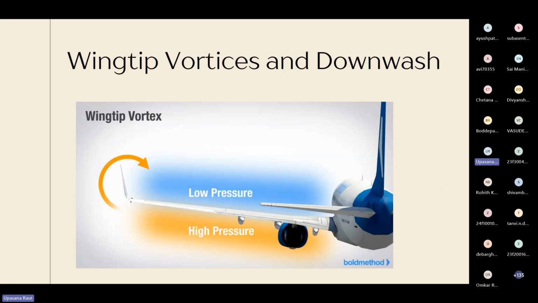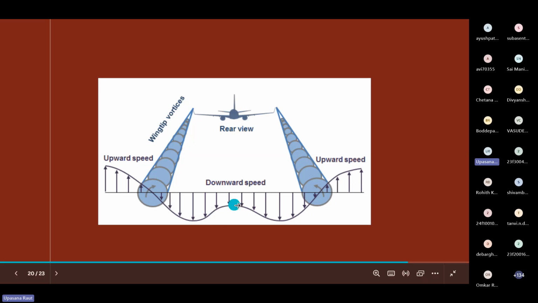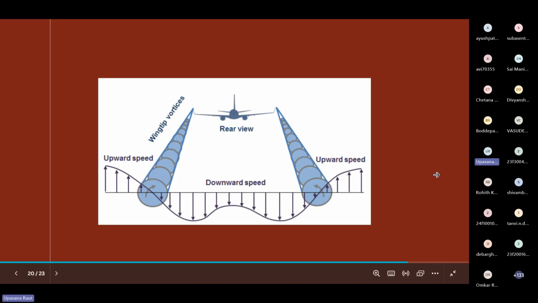So what is the consequence of this wingtip vortex? This wingtip vortex creates something called a downwash. See, here the vortices are moving in the clockwise direction, and on the other side it's moving in an anti-clockwise direction. So the air is basically pushed downwards. This downward pushed air is called downwash. These vortices push the air from the front of the airplane downwards, and this is called downwash. What is the consequence of this downwash? We'll see.